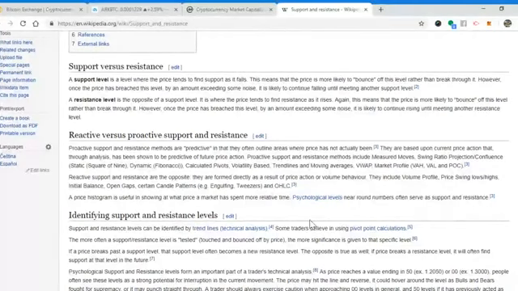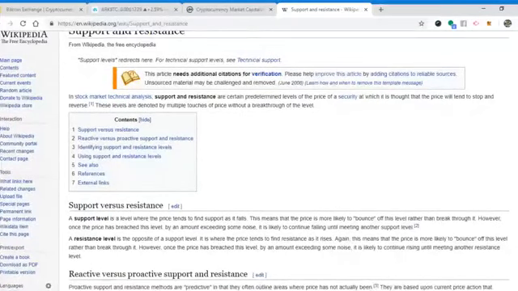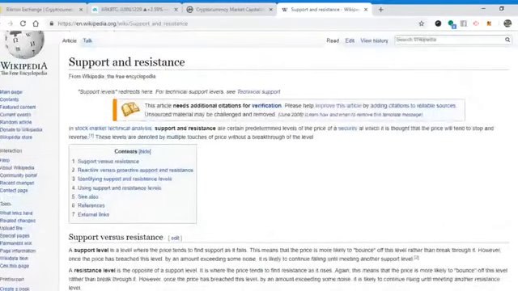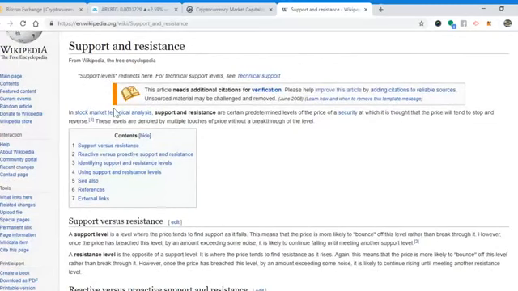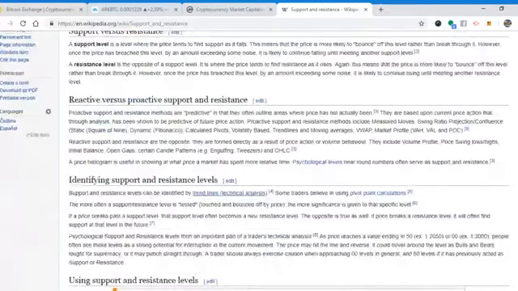Right now, what we're looking at is Wikipedia, and we're talking about support and resistance. It goes on to say, in stock market technical analysis, support and resistance are certain predetermined levels of the price of a security at which it is thought that the price will tend to stop and reverse. These levels are denoted by multiple touches of price without a breakthrough of that level. And I've showed you guys that many a time over and over again, but we're going to really go through it today and show you exactly what I mean.